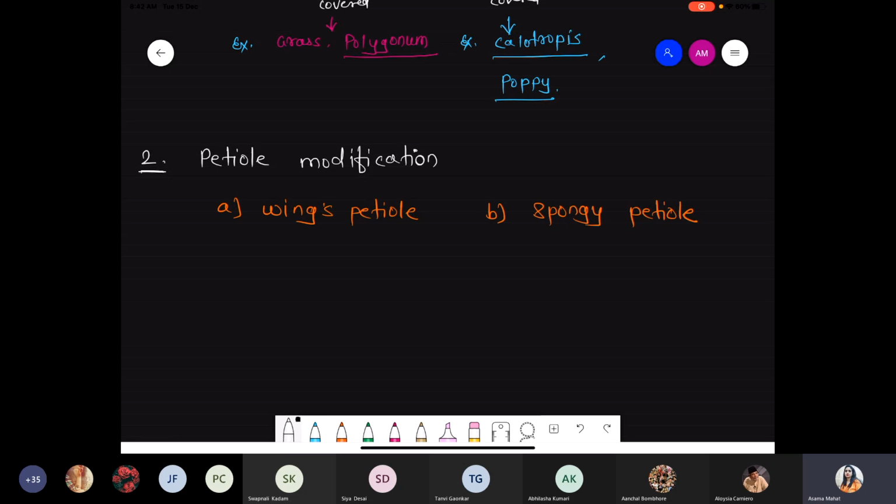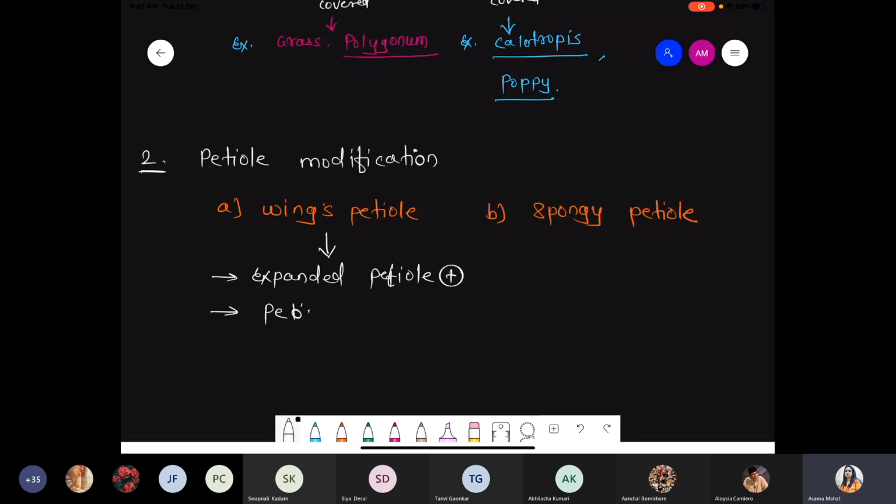So what does winged petiole mean? Simple meaning, the petiole gets expanded and performs the photosynthesis process. Number one point, they are green in color. First of all, they are showing expansion, or we can say an expanded petiole is present. Whatever petiole is present, that petiole performs the function of photosynthesis.